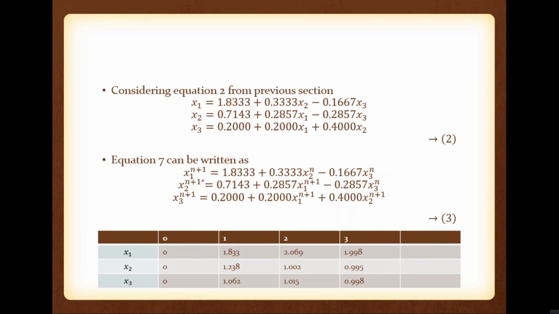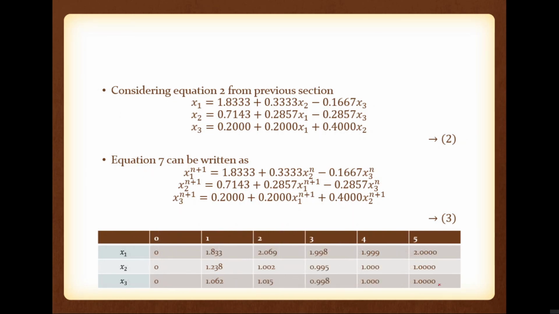Now the fourth iteration. In order to calculate x1 n plus 1, we need x2 n, that is 0.995, and we need x3 n, that is 0.998. So it will give 1.999, 1 and 1, meaning after the fourth iteration we have 1.999, 1 and 1. Now after the fifth iteration, we have 2, 1 and 1.